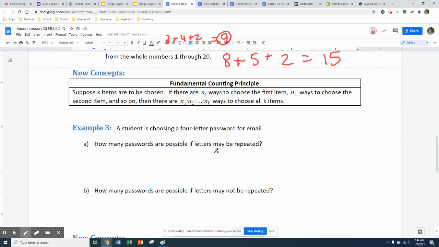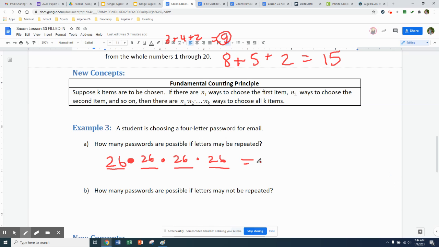So here we've got a student choosing a 4-letter password for email. How many passwords are possible if letters are repeated? I'm just going to use a little hangman diagram here. So here are our 4 possible letters for our password. Since there are 26 letters in the alphabet, I have 26 options for that first letter, anything from A to Z. Then, since letters can be repeated, I've got another 26 options for my next letter, then another 26, and then another 26. I've got 26 times 26, 4 times, or I could do 26 to the 4th power.